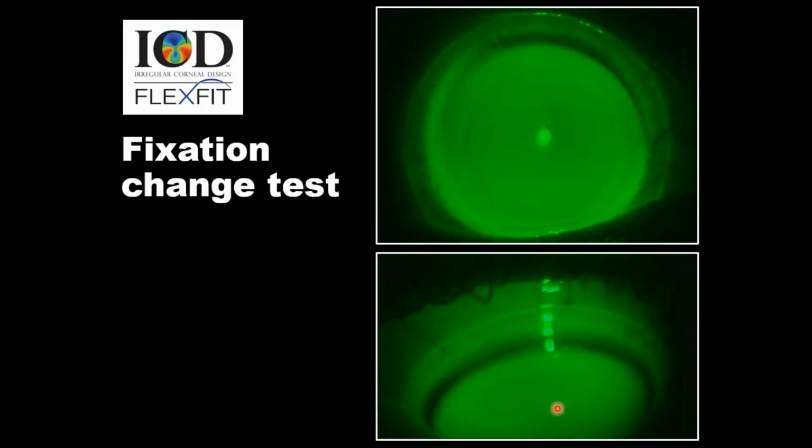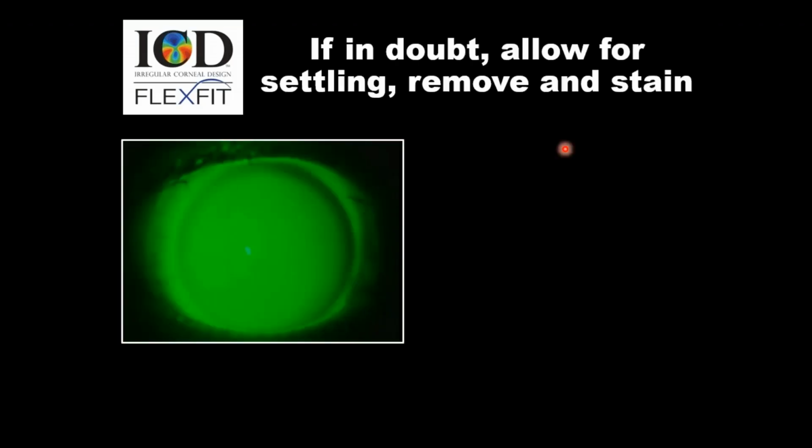If you change the fixation and the lens shows lots of fluorescein throughout this area, then you know it's not heavy bearing, it's benign. It's more likely just the lid force and gravity that's pushing the lens down slightly, but not in a way that is damaging the peripheral corneal epithelium or limbus. But if you're in doubt and you're worried, I don't want to send this patient home with this lens for a week without being able to be certain of the settling and whether it's actually bearing and could disrupt epithelium.